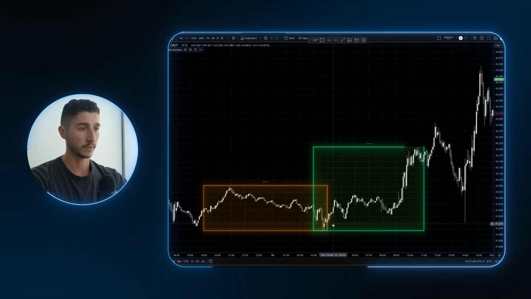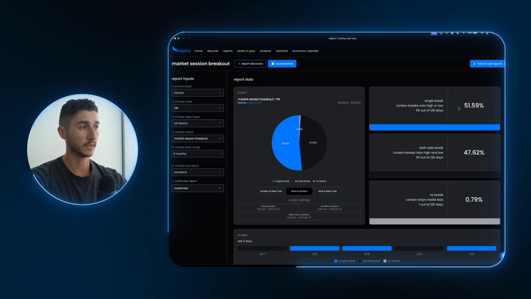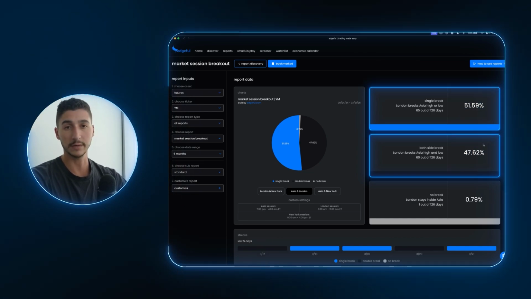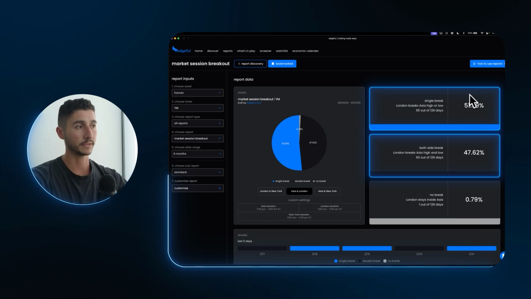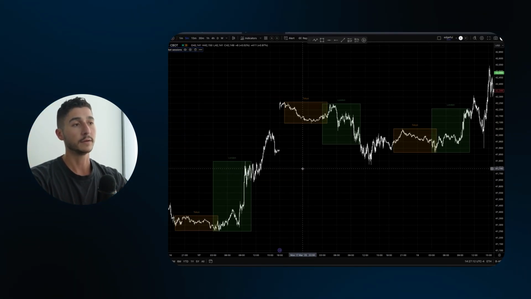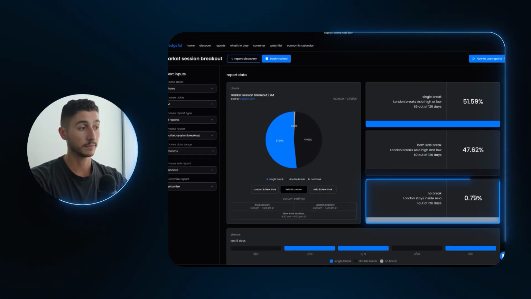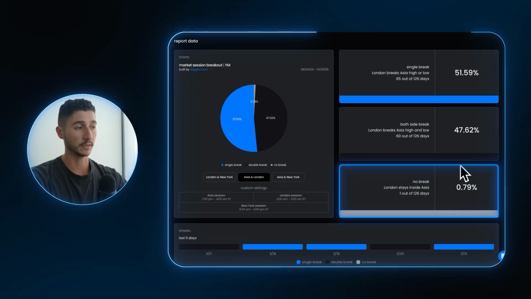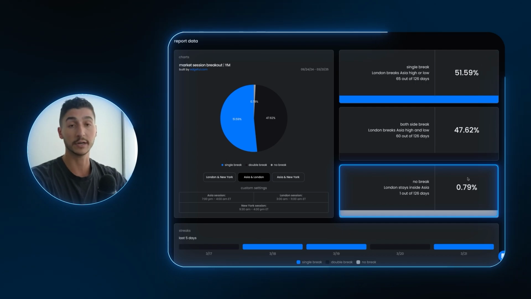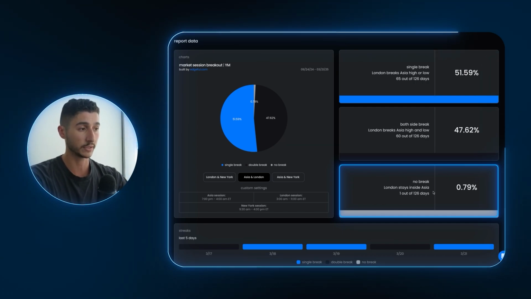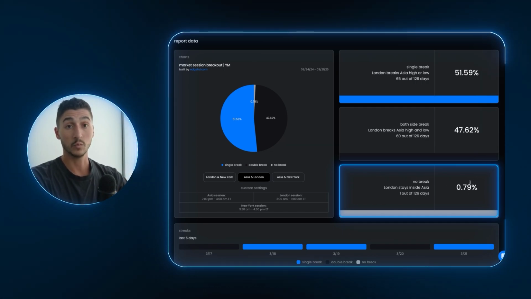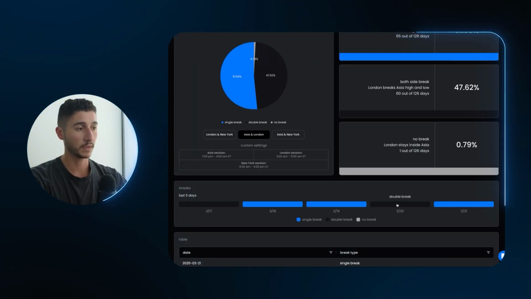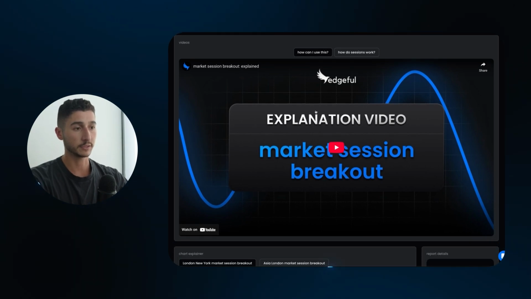Here's the Asian range. Here's the London range. Price breaks out to one side. Now, in this case, a double break and a single break are pretty much even, close to 50-50. Obviously, single break is slightly higher, but pretty much you want to expect the London range to at least break out of one side, if not both sides, because close to 99% of the time, or actually over 99% of the time, price will break out, which is obviously right here. Now we have the streaks right down here, and then obviously the explainer video is right there.